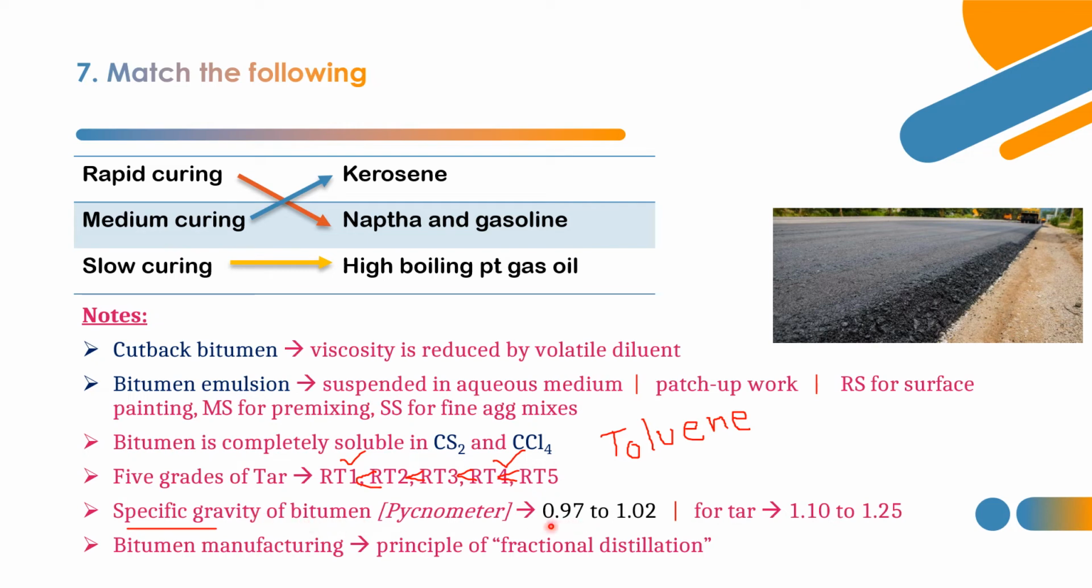Bitumen specific gravity lies around 0.97 to 1.02, and the manufacturing of bitumen shall be based on the principle of fractional distillation. This is one important point. Fractional distillation is the principle by which bitumen will be manufactured. It is a petroleum product, unlike tar. Tar is a coal product. So we have studied some more points about bitumen. Now we shall move on to the next question.